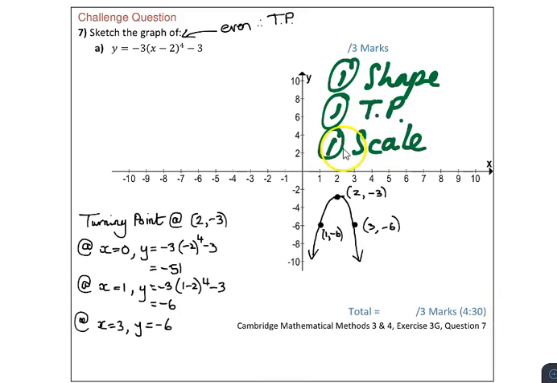The only other thing you might get a mark for is labeling. A lot of the time in an assessment item it will say sketch the graph of this, making sure that you label asymptotes or label intercepts, etc. And that might actually be where you get your extra marks. So 3 marks is pretty normal for a graph. Be aware of that.